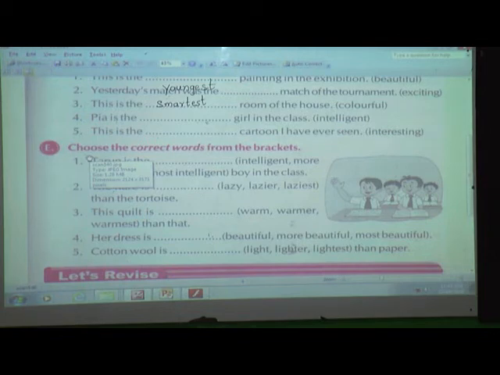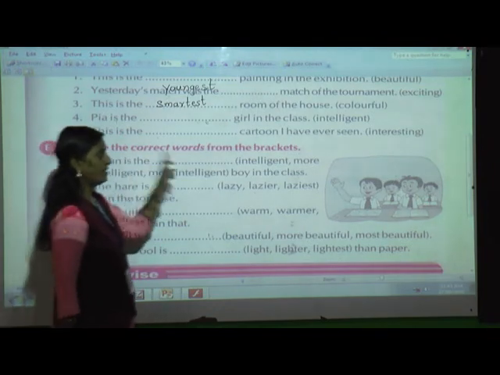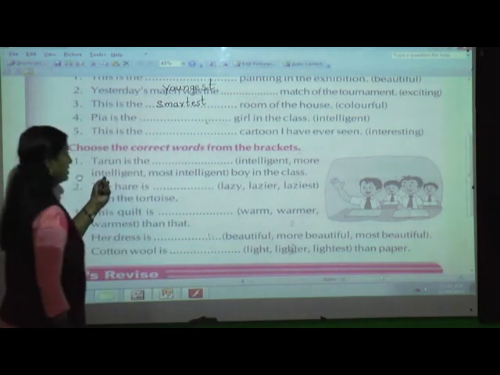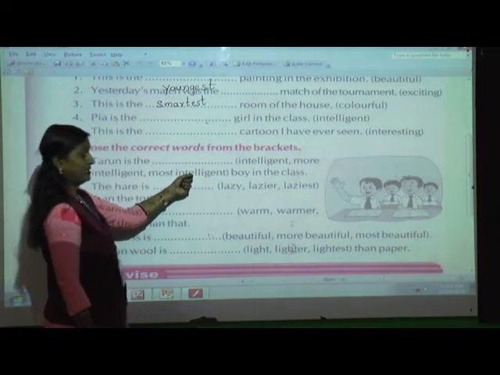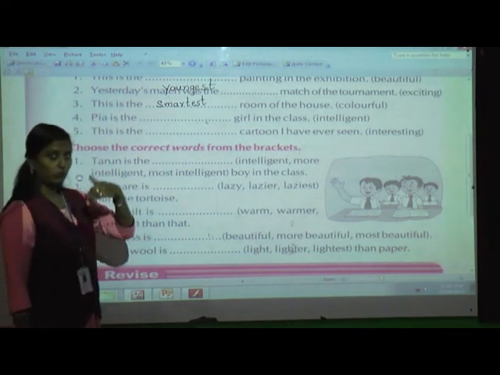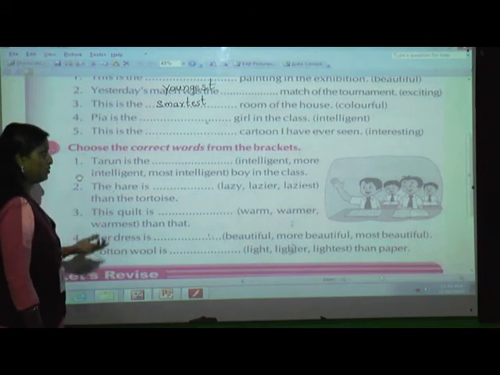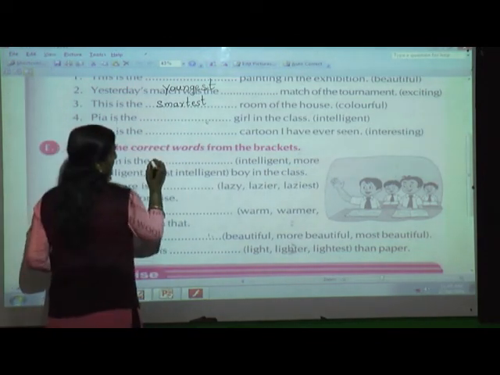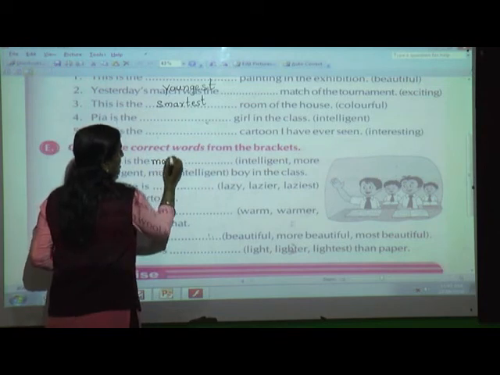Now Tarun is, okay, Tarun is the dash boy in the class. Okay. So here if you see, Tarun has been compared with many boys in the class. So intelligent, more intelligent or most intelligent. Now if you will see, Tarun has been compared with more boys in the class. So we are not going to use more, we are going to use most intelligent. Intelligent is a big word.